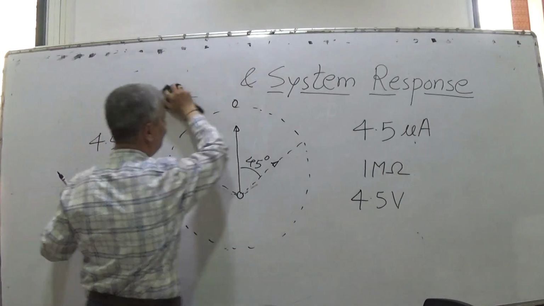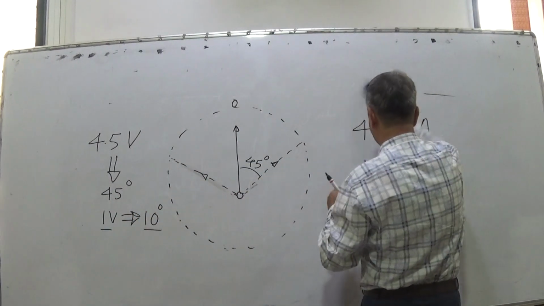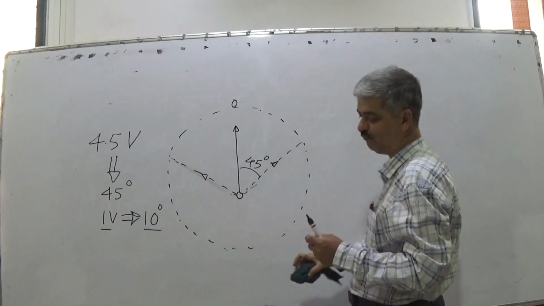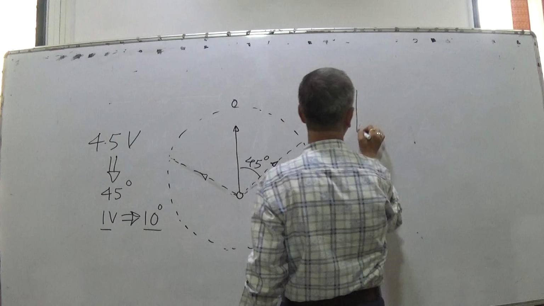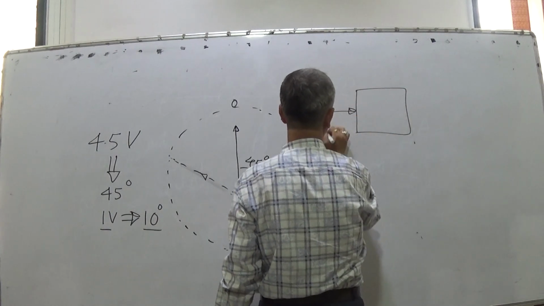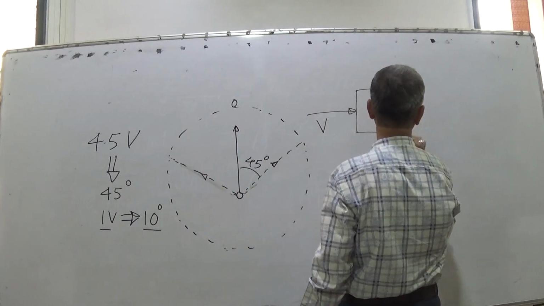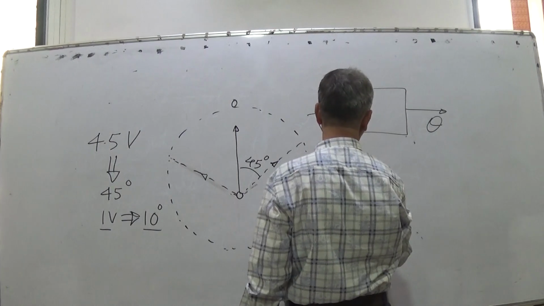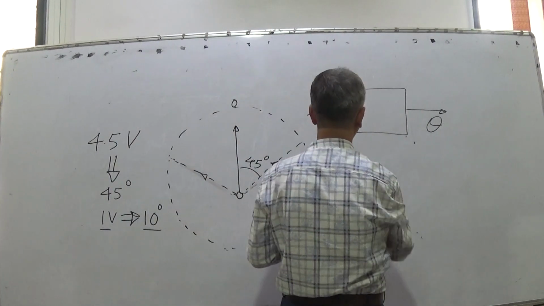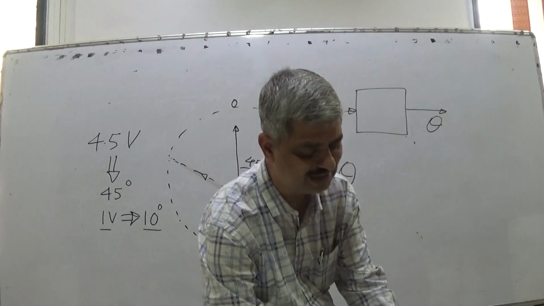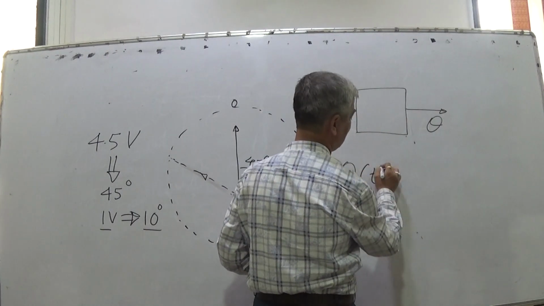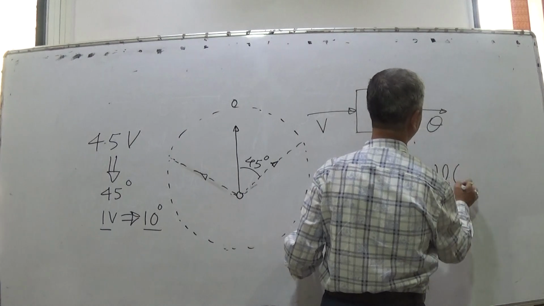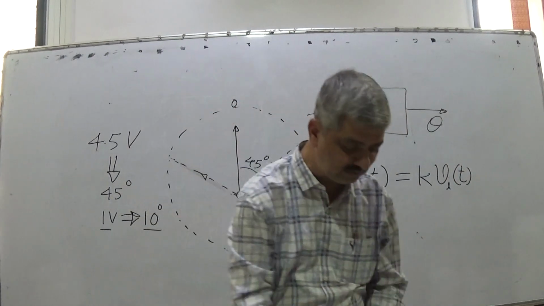A moving coil galvanometer with IFSD of 4.5 microamperes, with added resistance of 1 megaohm, is a system where input is voltage, volts, and output is angle theta, and theta is theta out. That is why I am giving subscript O, because it is output. Theta O will change as things change. Theta_o(t) is equal to some constant K into V_in(t).